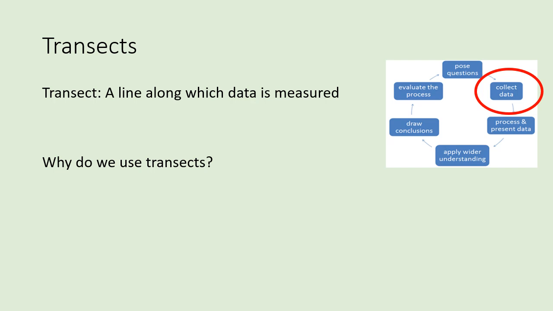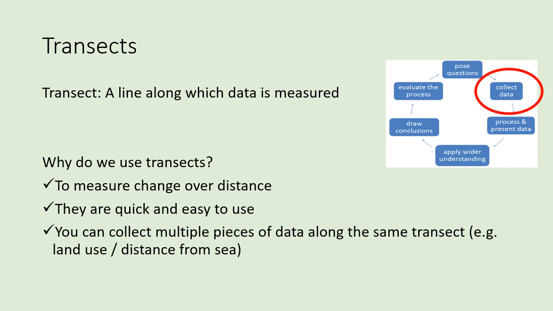So why do we use them? Well, we use them because they measure change over distance. If there's one thing I want you to remember going into the exam, it's that transects measure change over distance. They're quick and easy to use, and you can collect multiple pieces of data along the same transect. So if you think about it, when we were doing the risk survey, we looked at the distance from the sea, we looked at how the land was being used, and we also evaluated the coastal defences.